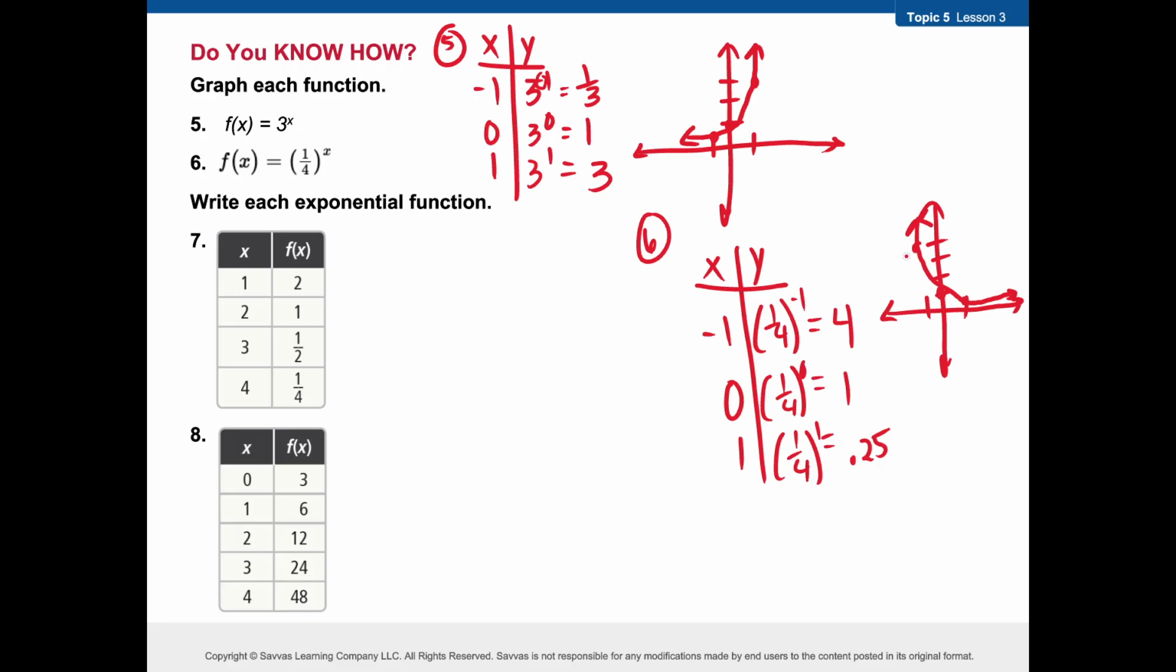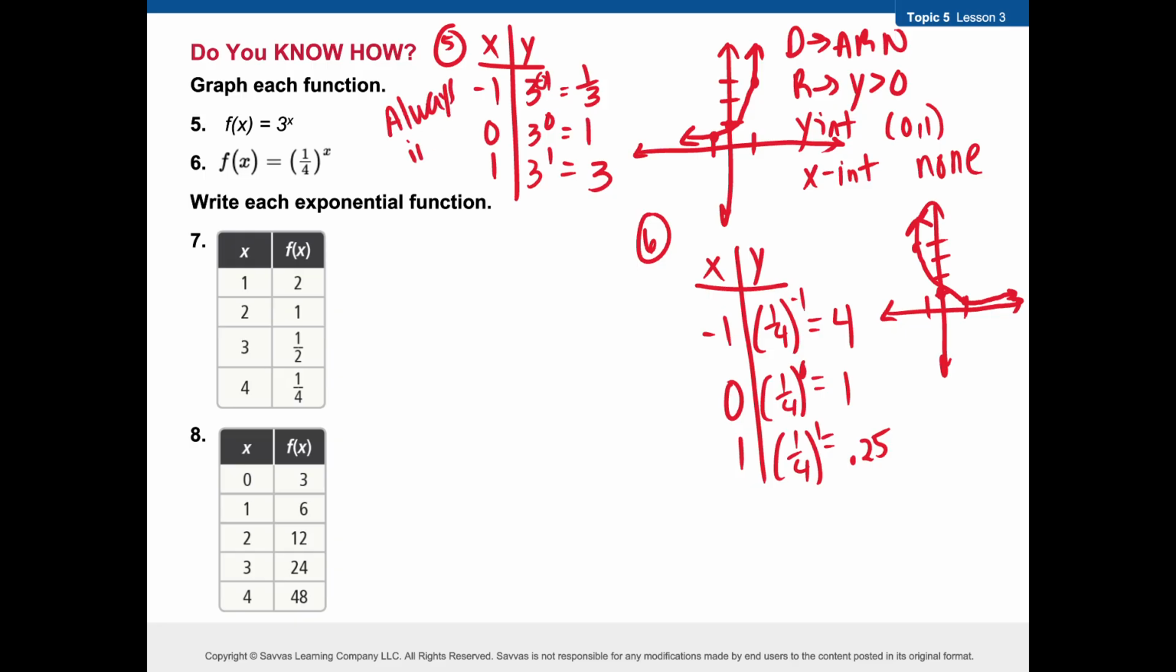For both 5 and 6, the domain would be all real numbers. The range for both, y is greater than 0. The y-intercept for both would be (0, 1). The x-intercept for both would be none. Number 5 would always increase the values. Number 6 would always decrease your values.